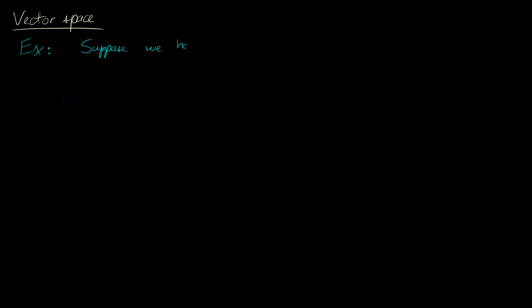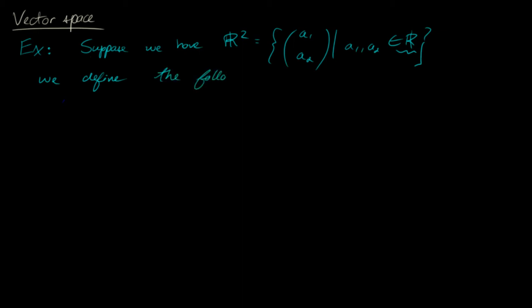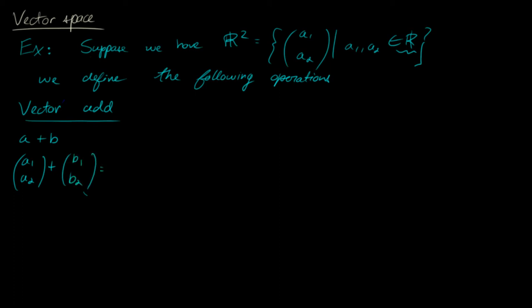we have the set R2, right? The set R2 is like Rn, just that it has fewer components. So we have (A1, A2) such that A1, A2 belong to R. So again, my field here is the real numbers, and we define the following operations. Remember, we need vector addition and scalar multiplication. For vector addition, I'm going to say that (A1, A2) plus (B1, B2) is equal to, as we might expect, (A1 plus B1, A2 plus B2), where, of course, A and B belong to R2.